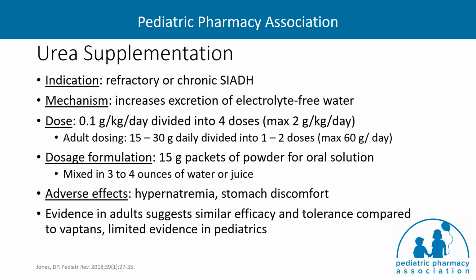Urea is available as 15-gram packets of powder for oral solution that can be mixed into 3 to 4 ounces of water or juice. The adverse effects include hypernatremia and stomach discomfort. Evidence in adults suggests similar efficacy and tolerance compared to Vaptans. However, there is limited evidence in pediatrics.